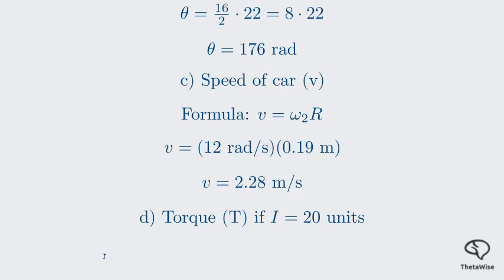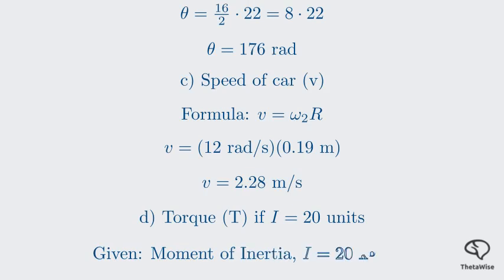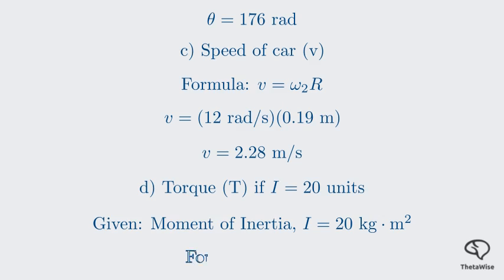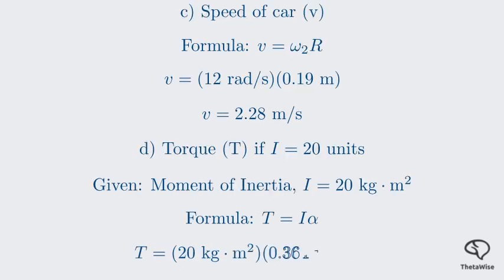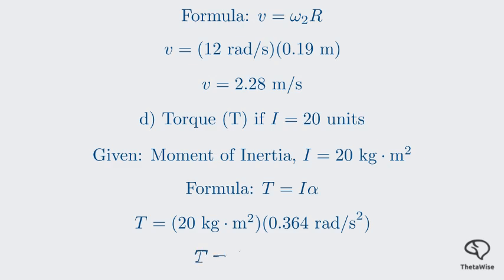Finally, part D, the torque, T, if the moment of inertia, I, is 20 units. The units for moment of inertia are typically kilogram meters squared, but the problem just says 20 units. Assuming it's in standard SI units, I equals 20 kilogram meters squared. The formula that connects torque, moment of inertia, and angular acceleration is Newton's second law for rotation. Torque equals moment of inertia times angular acceleration. T equals I alpha. We calculated alpha in part A. So T equals 20 kilogram meters squared times 0.364 radians per second squared. This gives a torque of approximately 7.28 Newton meters.